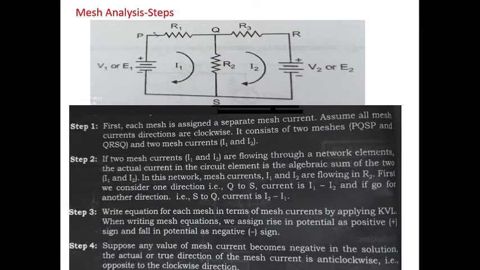Step 3. Write the equation for each mesh in terms of mesh currents by applying KVL. When writing mesh equations, we assign the rise in potential as positive sign and fall in potential as negative sign. Step 4. Suppose any value of mesh current becomes negative in the solution, the actual or true direction of the mesh current is anti-clockwise, that is opposite to the clockwise direction.